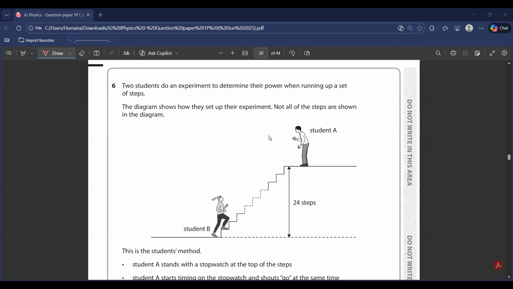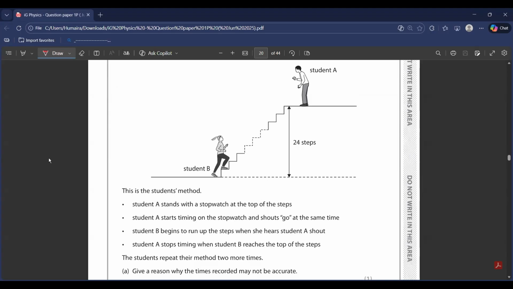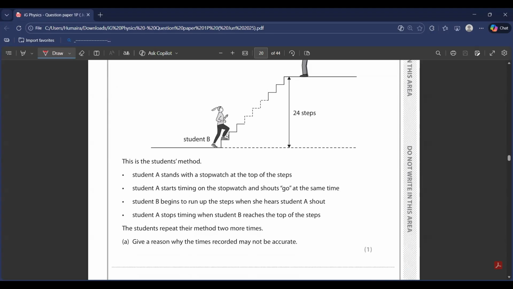Right. Question 6 says that the two students do an experiment to determine their power when running up a set of steps. The diagram shows how they set up their experiment. Not all of the steps are shown in the diagram. Okay. So steps means stairs, right? So not all of them are shown in the diagram as mentioned in the question. This is the student's method.